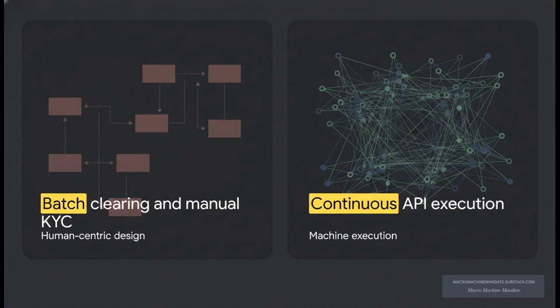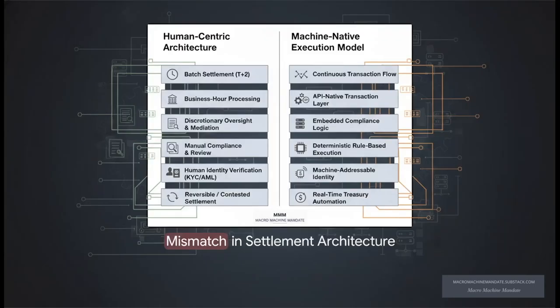Legacy human-centric design relies on batch clearing, manual KYC reviews, and contracts needing human signatories who are capable of intent. But machine capabilities operate via continuous flow, API-native interactions, and deterministic rules-based execution. We're literally running on two completely different frequencies. This creates a huge architectural mismatch.